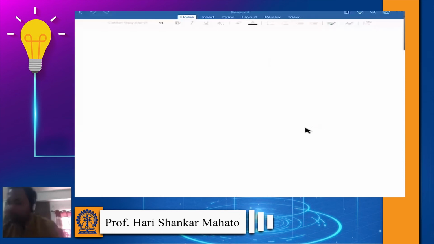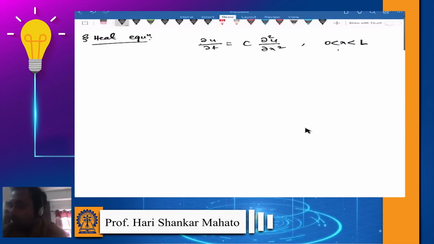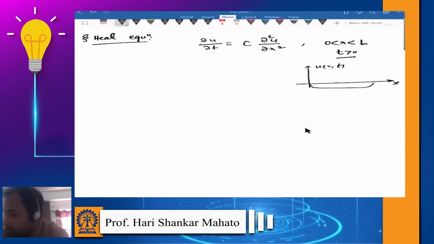All right. So let's consider the heat equation. We know that the heat equation is given by ∂u/∂t equals c times ∂²u/∂x². Suppose the length of the rod, or the length of the solid, is L and t is positive. So here in this case, you have a solid bar of length 0 to L. Suppose I can write it like this: the x-axis, this one is u(x, t), and the rod runs from 0 to L.